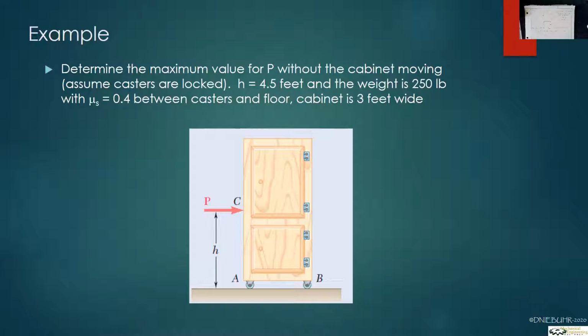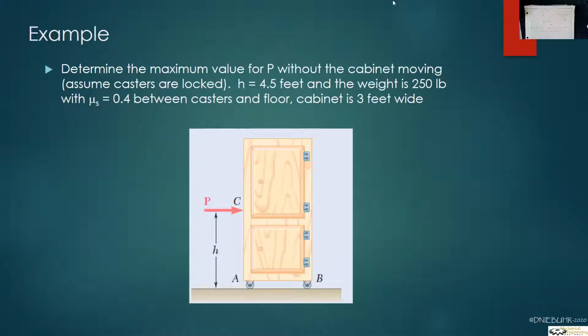So we know that the cabinet itself is 4.5 feet high. Actually, I'm sorry, H is 4.5 feet high. The total cabinet is 6 feet high. But really, we're just interested in where we're pushing it. We know that it weighs 250 pounds, and the static coefficient of friction between the casters and the floor in the locked position is going to be 0.4.